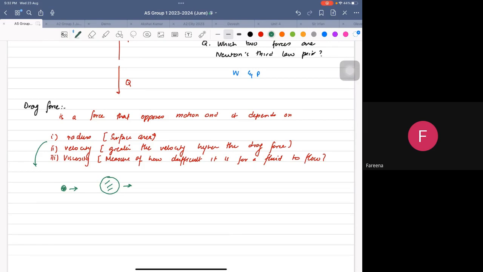Yes. Then comes velocity. If you are riding a bike and you're standing still, air resistance will be very little, but as you move faster and faster, air resistance increases. So air resistance, or drag, basically increases with velocity. You get it? Yes.